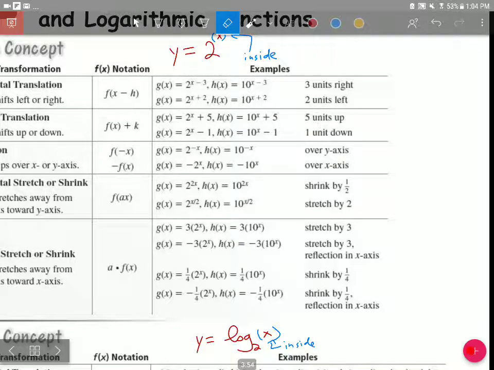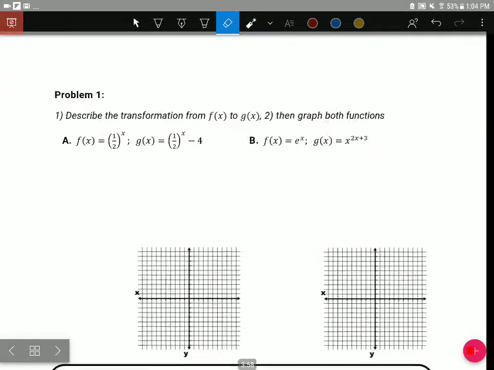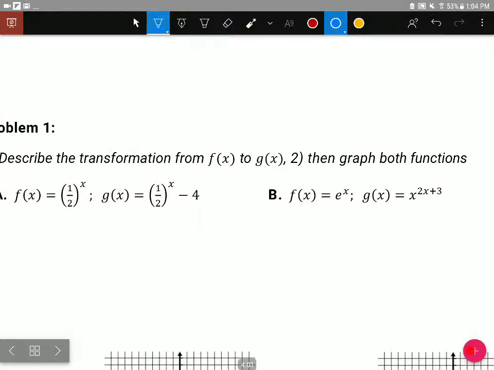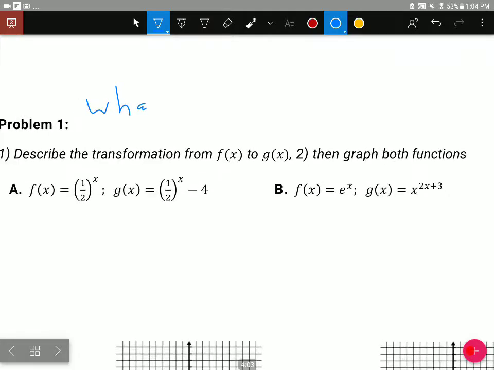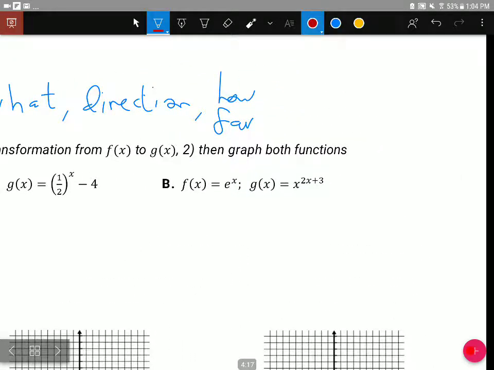All right. So here we go. Turn the page. So first things first. To do these, you have to write 3 things. You have to write what it is, the direction it's going, and how far. You have to say what it is, what direction it's going, and how far. And there are 3 types of things you come across. You might be adding or subtracting, which if you're adding or subtracting, remember what type that is.